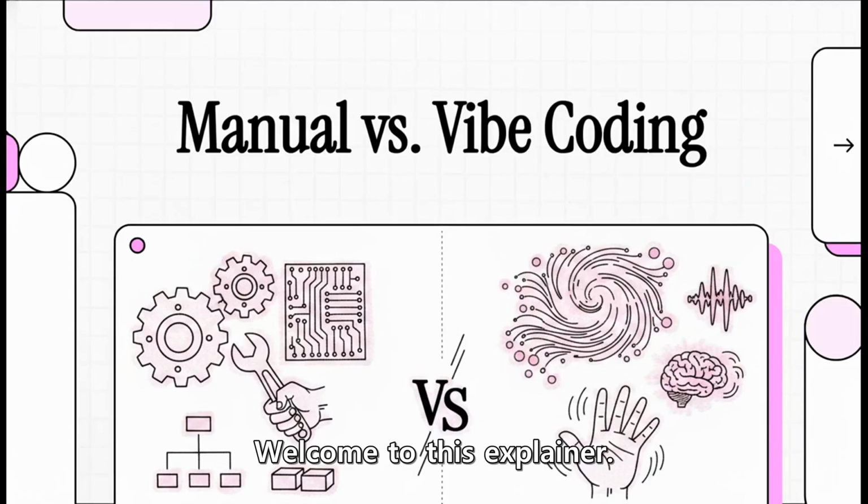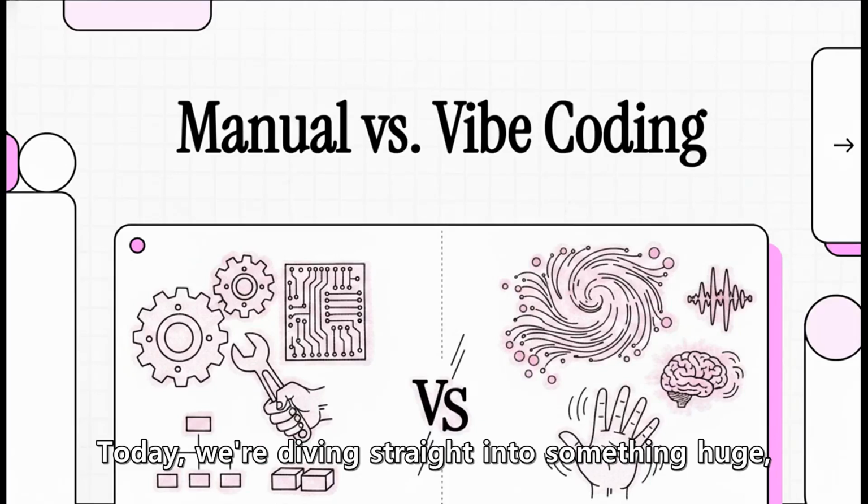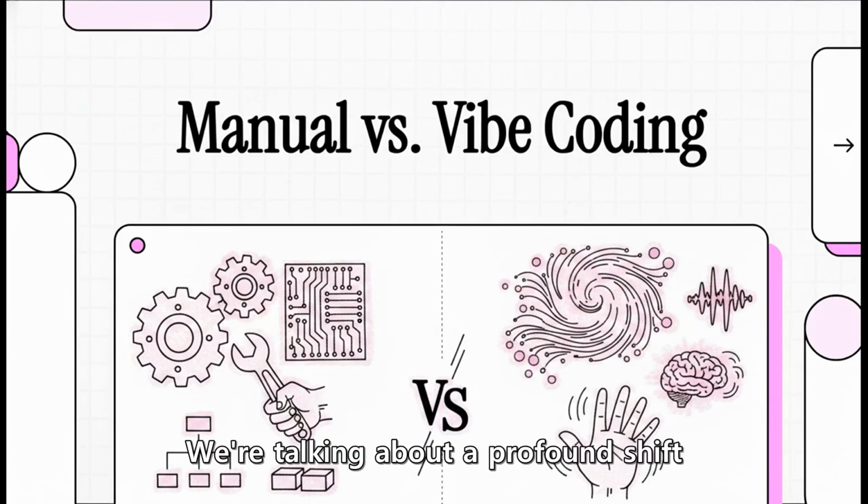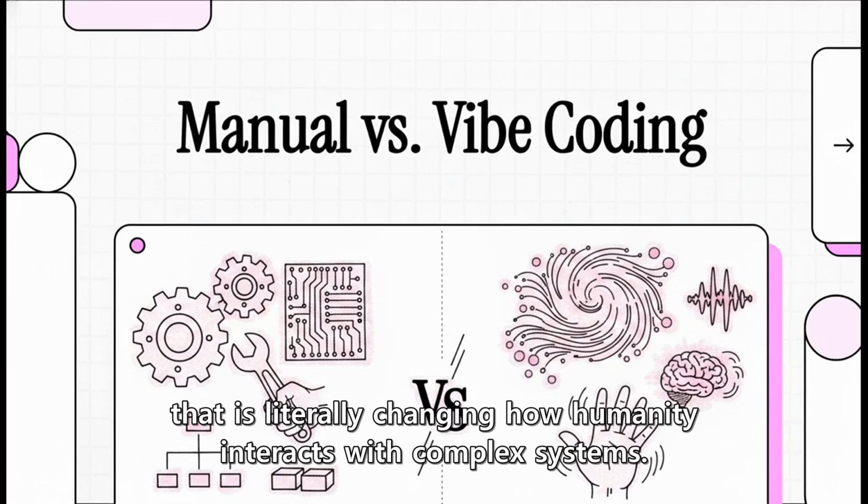Welcome to This Explainer. Today, we're diving straight into something huge, the difference between manual coding and vibe coding. We're talking about a profound shift that is literally changing how humanity interacts with complex systems.